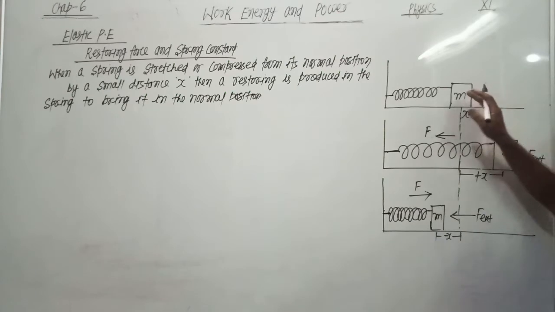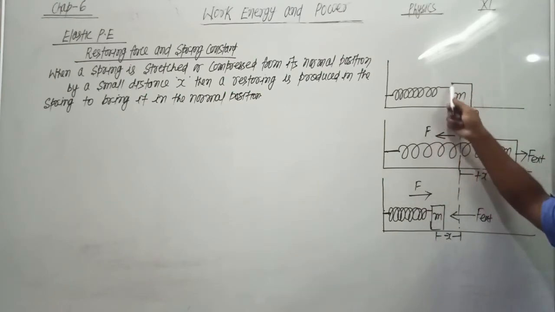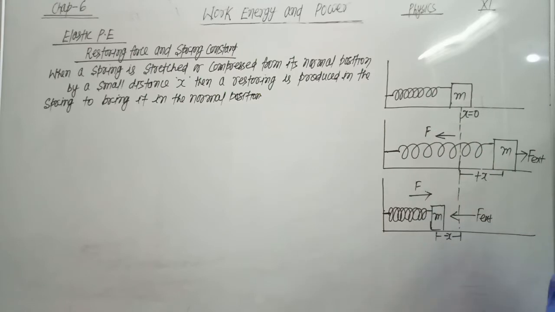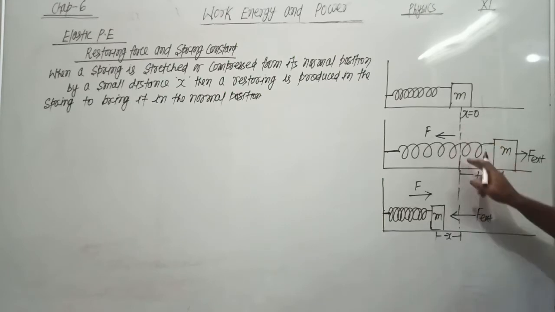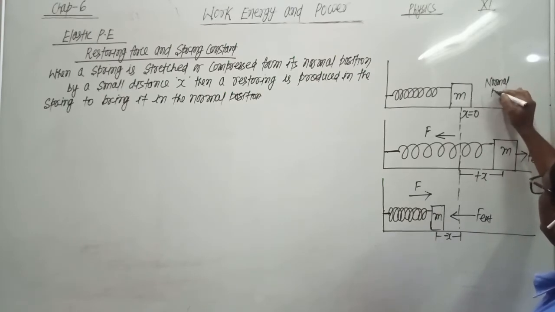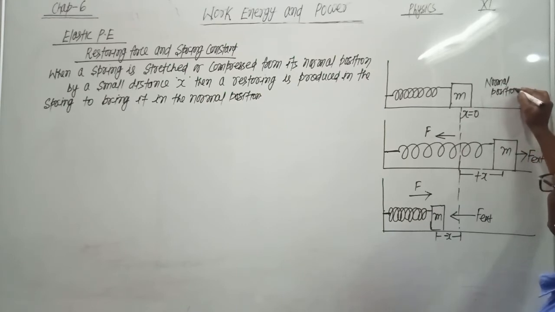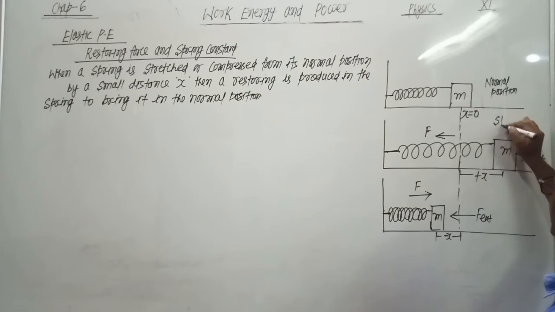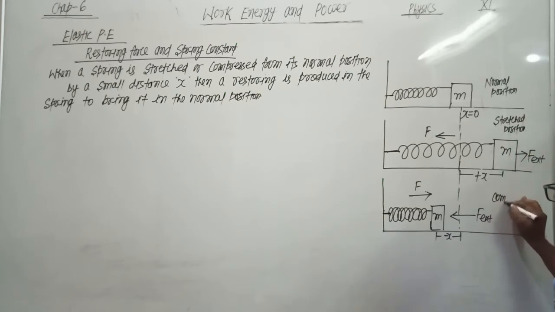The first case was the normal position. A mass M is attached to the spring and one end of the spring is fixed to a wall. This is the second condition when the spring is stretched. This is called the normal position of the spring. This is the stretched position of the spring. And the third position is the compressed position of the spring.